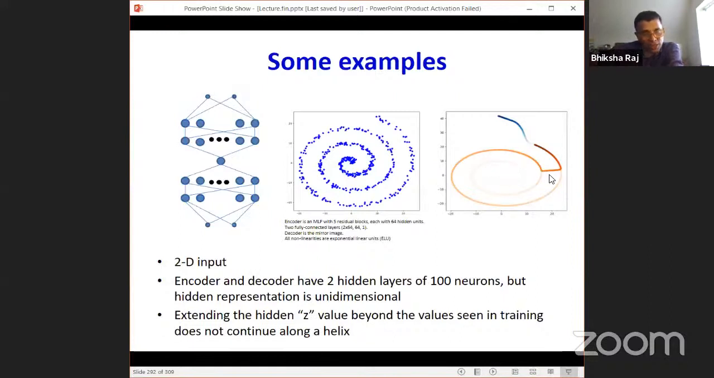There are limitations. So for example, over here, the training data only span the helix from here to here. And so there's a corresponding set of hidden Z values. And if you take the Z value outside this hidden range, then it's not going to continue constructing a helix. It's going to do something strange.